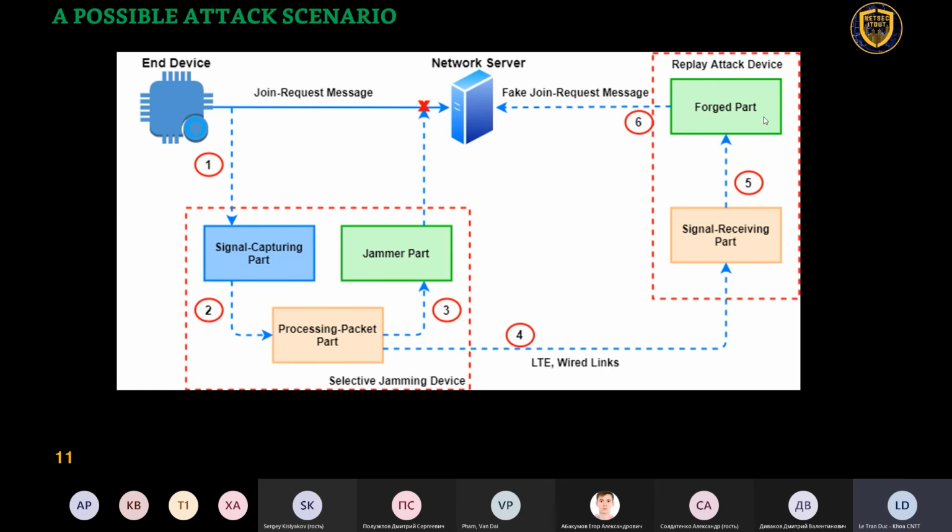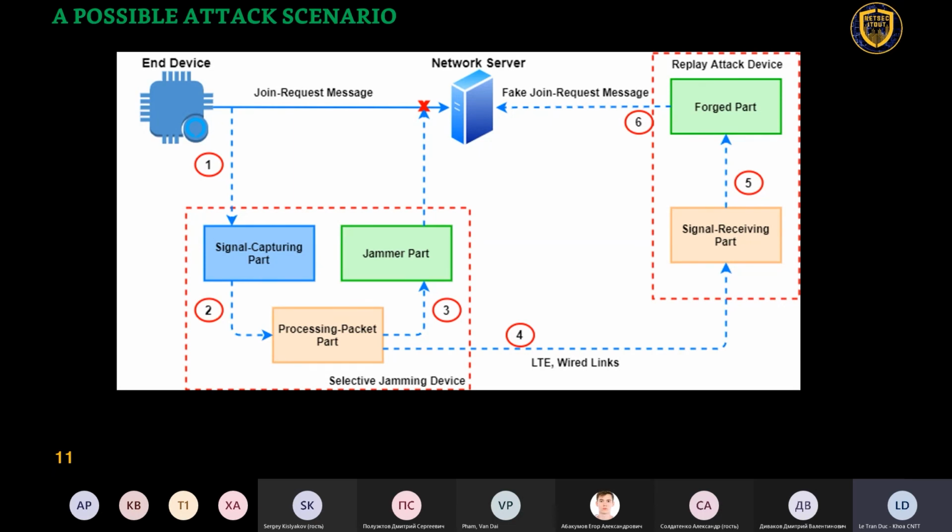At the replay attack device, the attacker generates a fake join request message, and that join request message is sent to the network server. By doing that, the network server will communicate with the fake device, and the attacker can exchange some malicious messages. This is the combination of selective jamming and replay attack, used for the join request message.